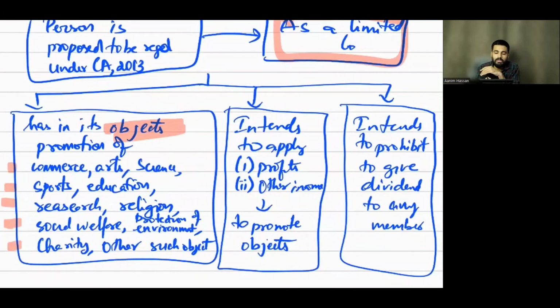So why I gave this away is easy to remember. Commerce, art, science. You can study the school. In school, you would have studied either commerce or science. Sports and education. That's what in school we do. We either do education or we play.